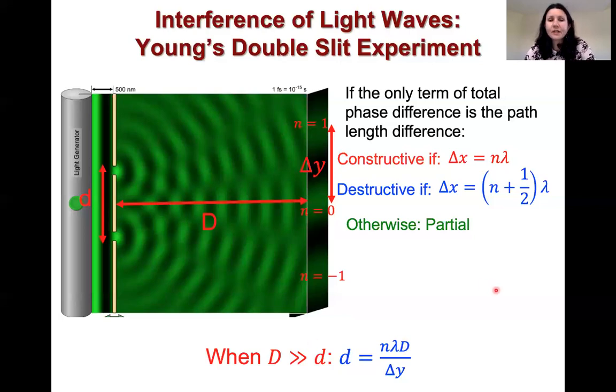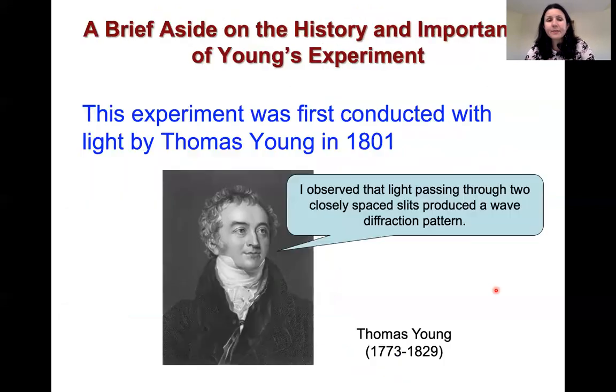All right, so this is kind of another summary of the double slit experiment. But let's think about why it is so important. Why do we care? And what did it mean historically? So this experiment was first conducted by Thomas Young. That's why it's called Young's experiment, in 1801.